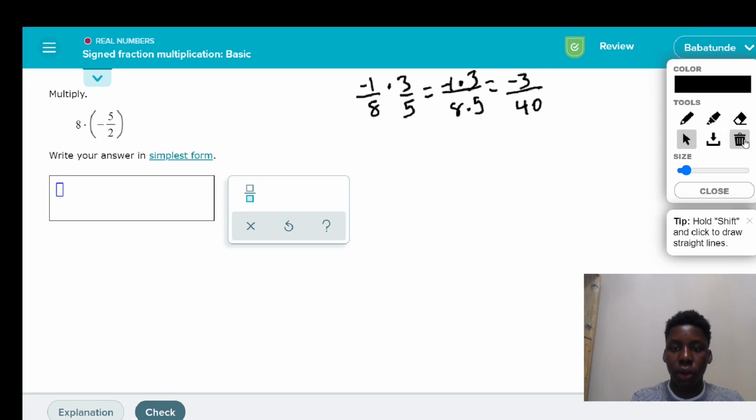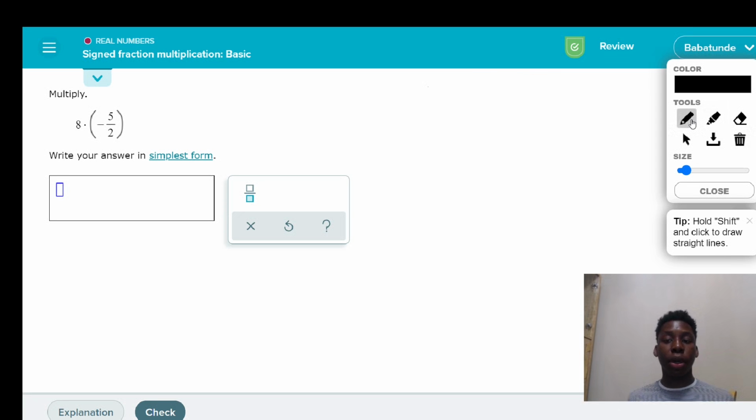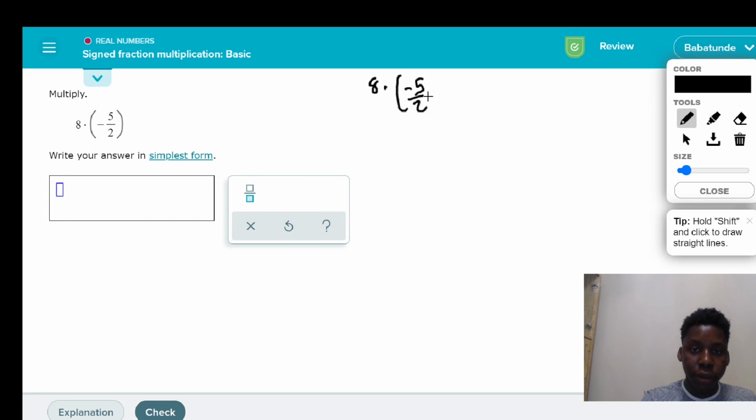Let's check this other one out. You can pause the video if you want and test yourself to see if you've mastered it, but if not, you can just continue the video. So this is 8 times -5 over 2, right? Don't let this 8 move you in any way. Just because the 8 here doesn't have a denominator doesn't mean we're not going to work with it. This is the same thing as 8 divided by 1, right?